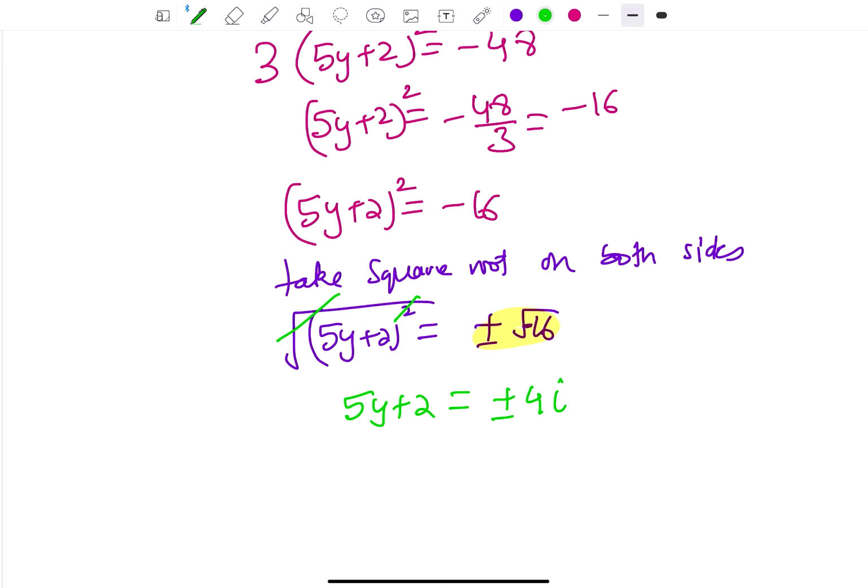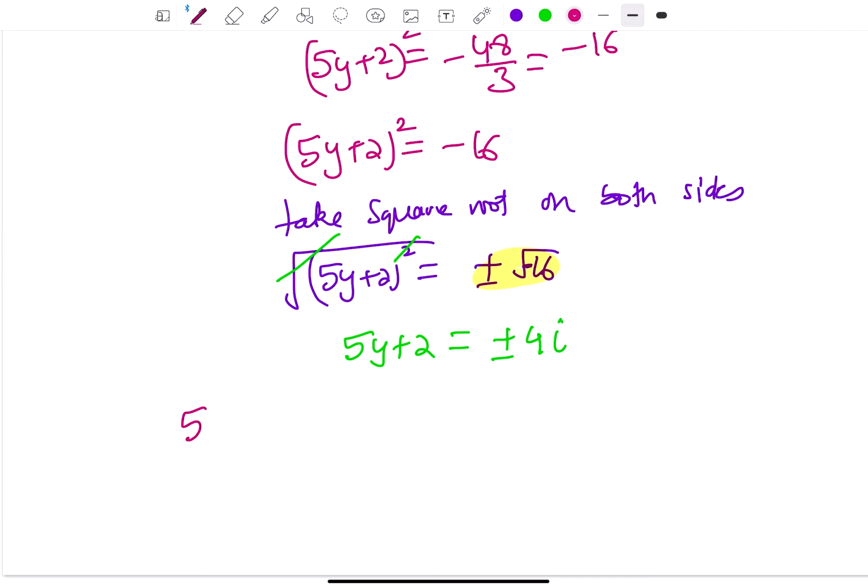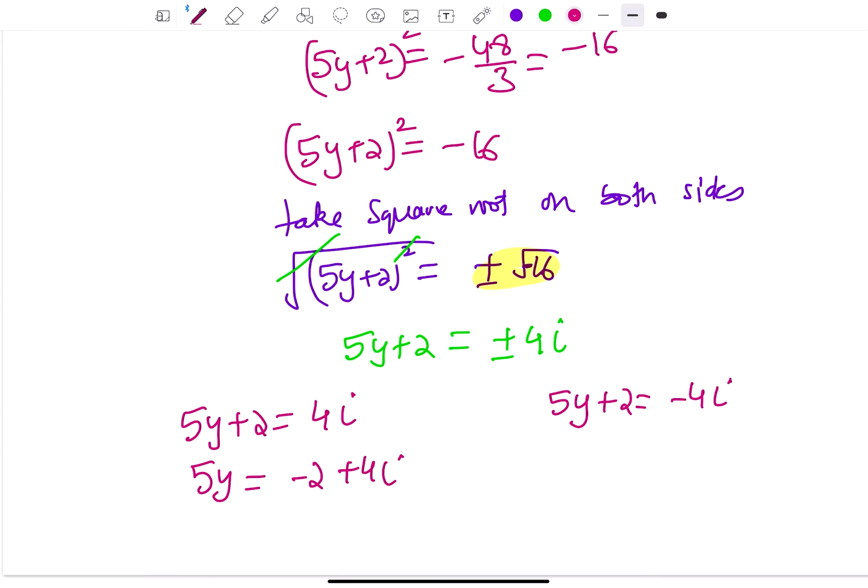So now we can get the y alone by writing two separate equations. 5y plus 2 equals 4i. 5y plus 2 equals negative 4i. 5y is equal to negative 2 plus 4i.